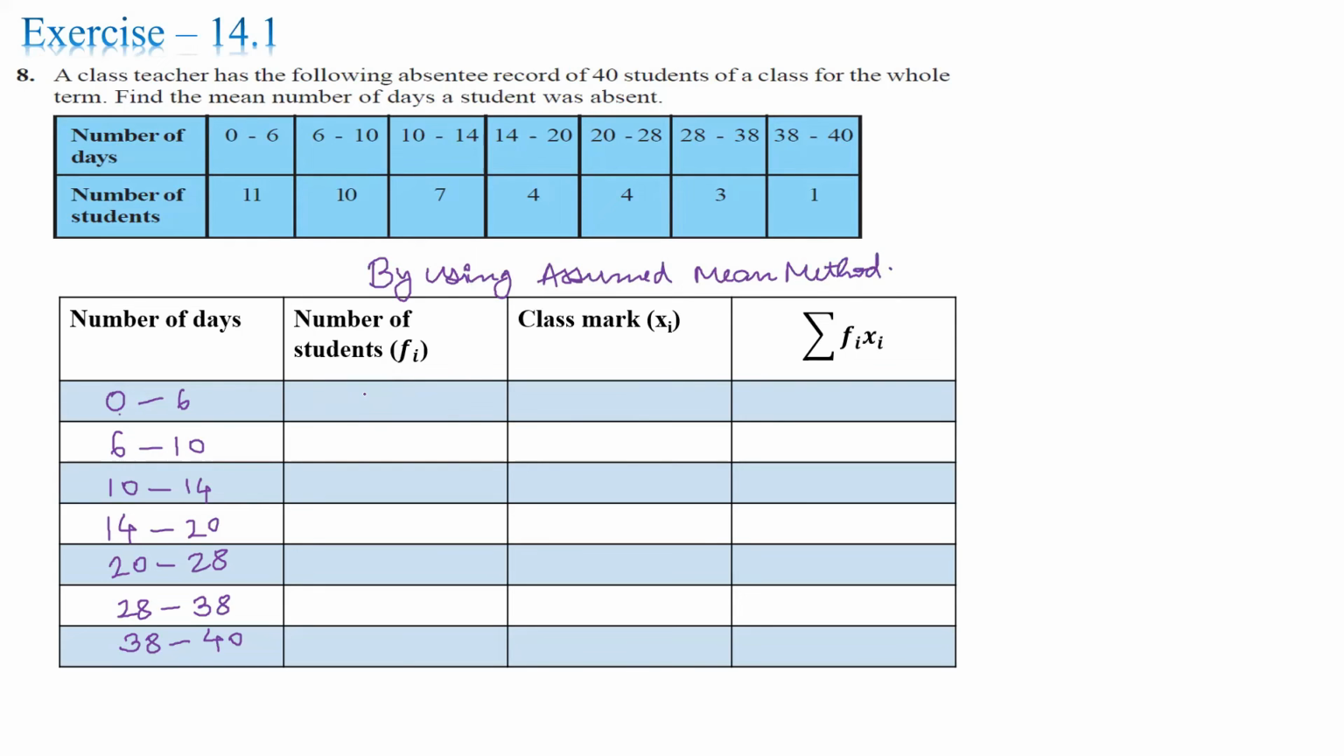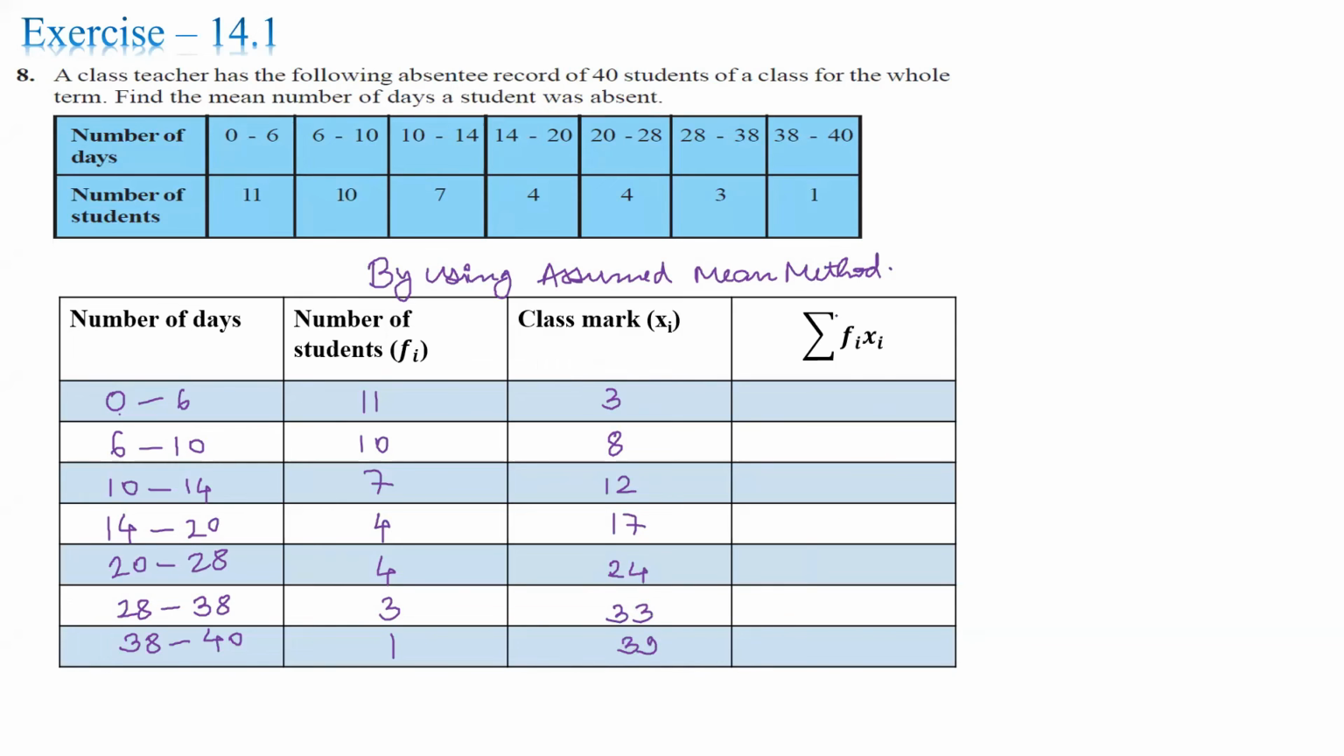So number of students 11, 10, 7, 4, 4, 3, 1. Okay, then find out the class mark. So here it will come 3. Next it will come 8. Middle values we have to find. Next it will come 12. Next it will come 17. After that we will have 24. After that 33. And after that 39.